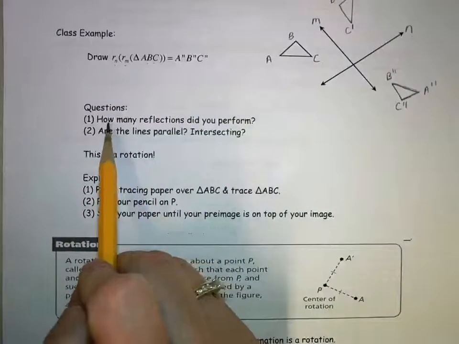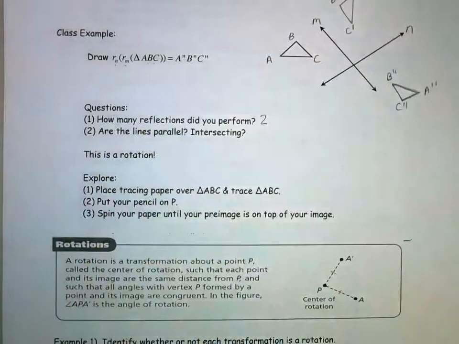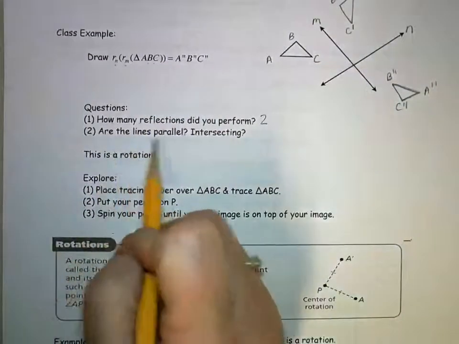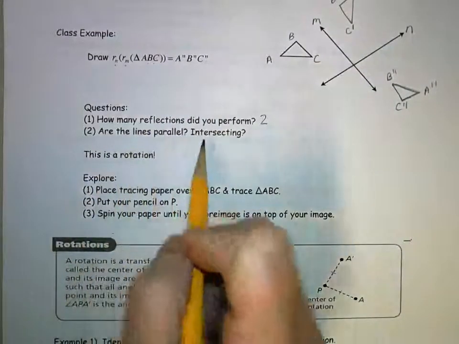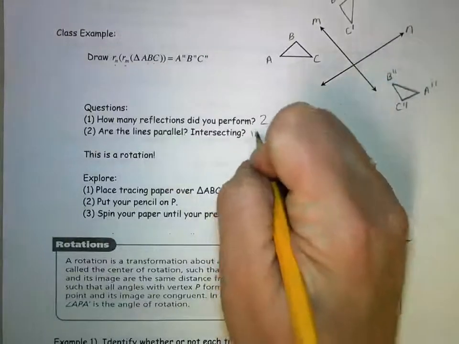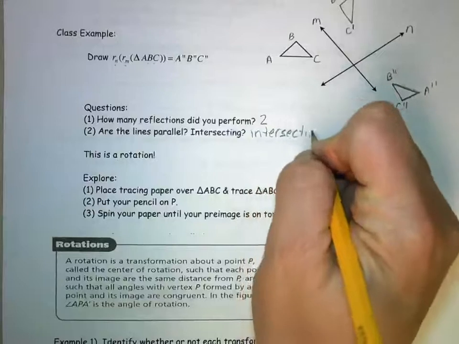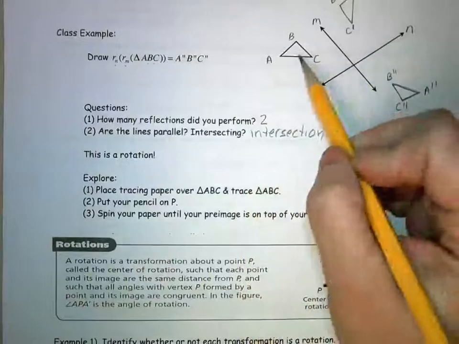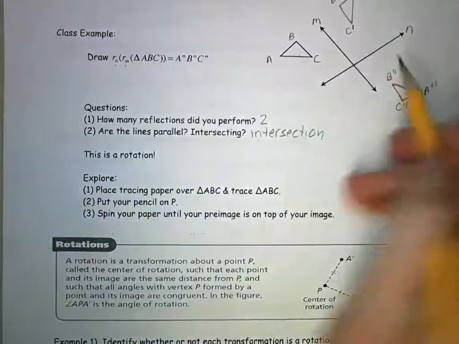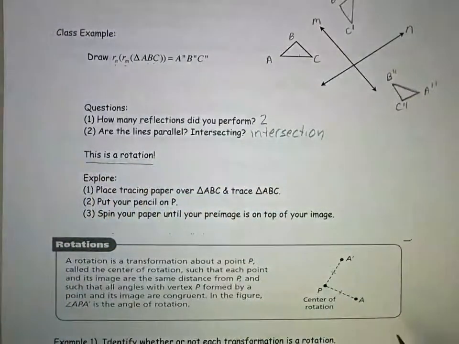So here's a couple questions. How many reflections did we perform? We did 2. Are the lines parallel or intersecting? And right here they are intersecting. So what we did is we reflected over 2 intersecting lines, and that is the same as a rotation.